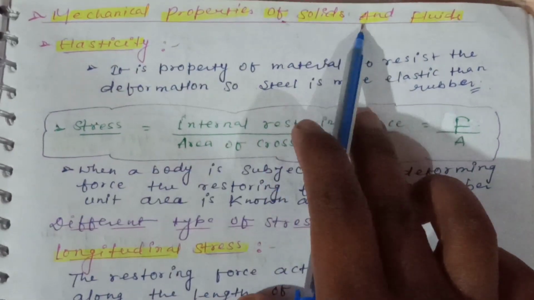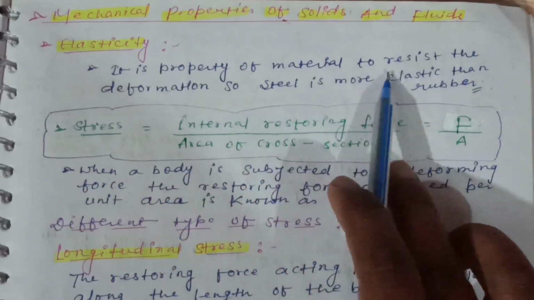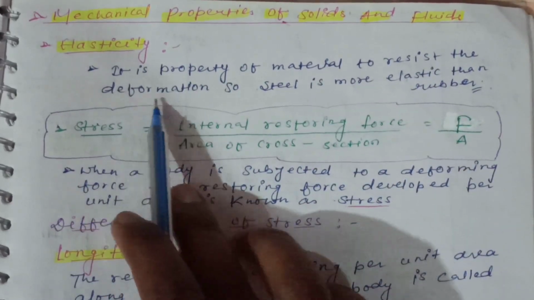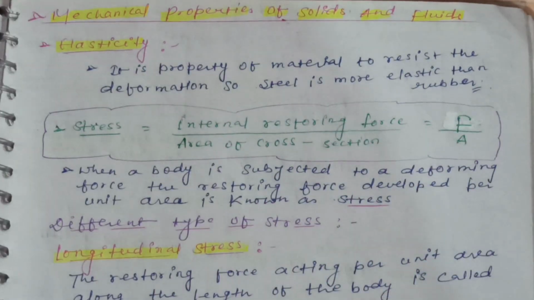Mechanical properties of solids and fluids. Elasticity. It is a property of the material to resist the deformation, so steel is more elastic than rubber.